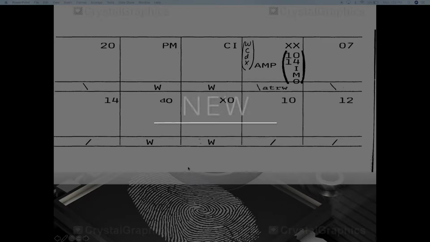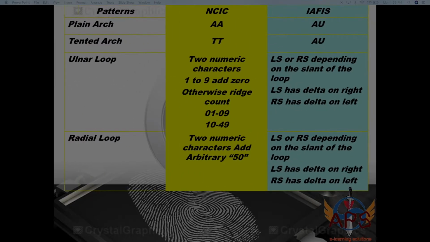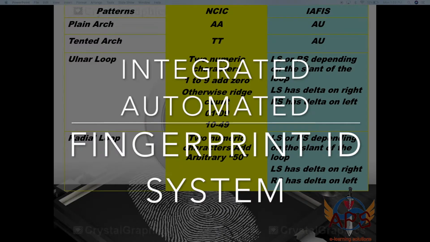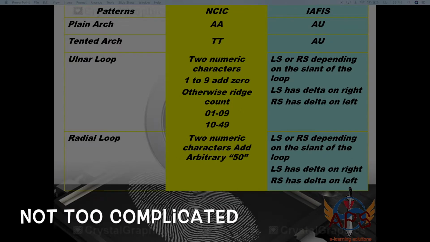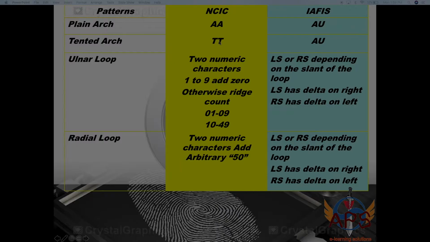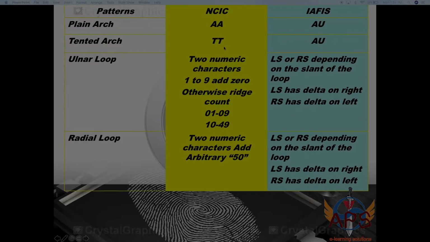Okay, so let's proceed with another lesson, and that would be the AFIS system. What is the AFIS system? AFIS basically is another automated system, and this stands for Automated Fingerprint Identification System. Not much complication here. You can see here the comparison of NCIC and AFIS. For the pattern arches with the subgroups plain arch and tented arch, we use the symbol or code AU for both subgroups. Unlike in the NCIC, where we have double A and double T, for the AFIS program we use just AU for both patterns.